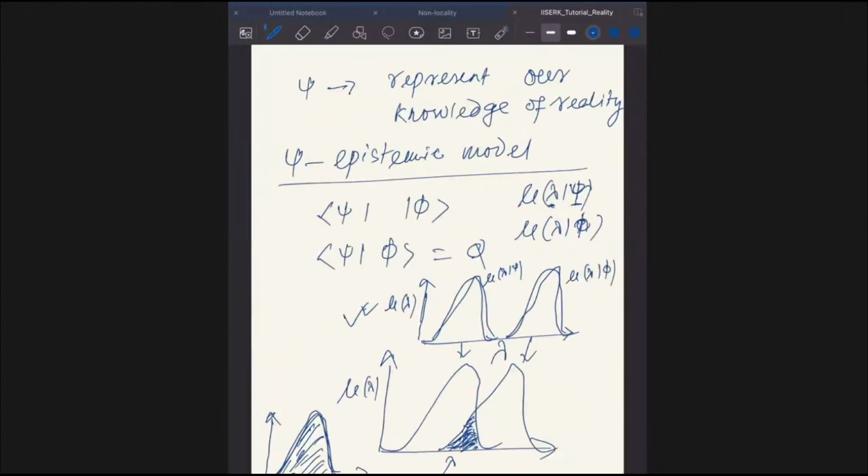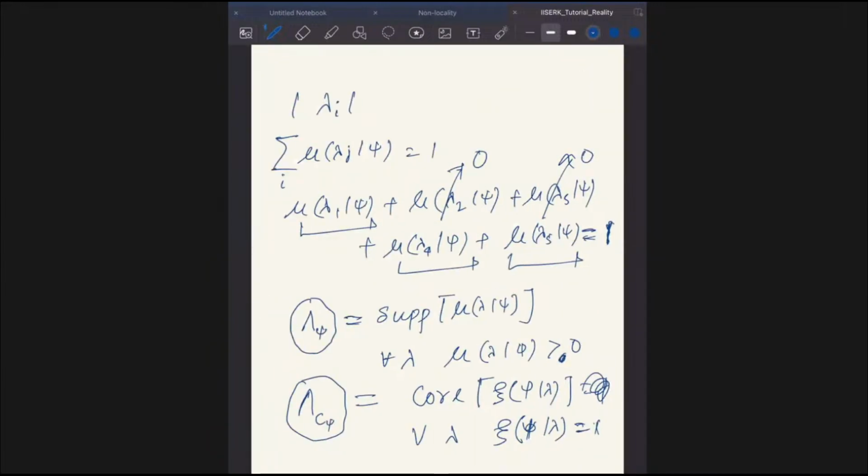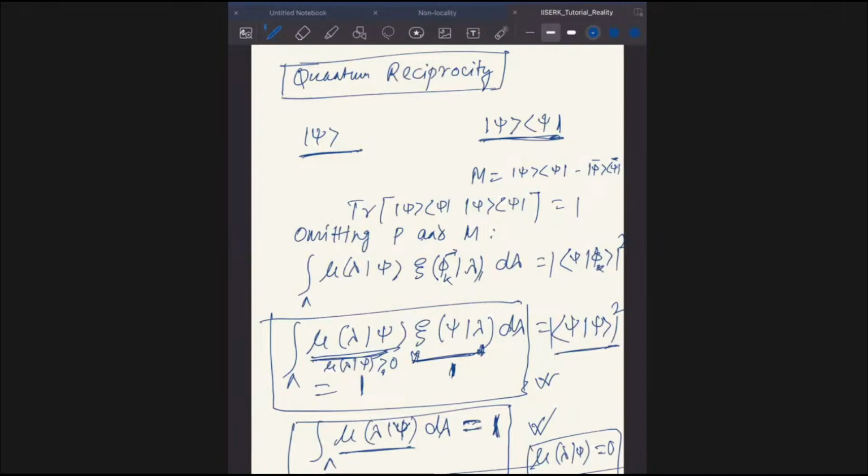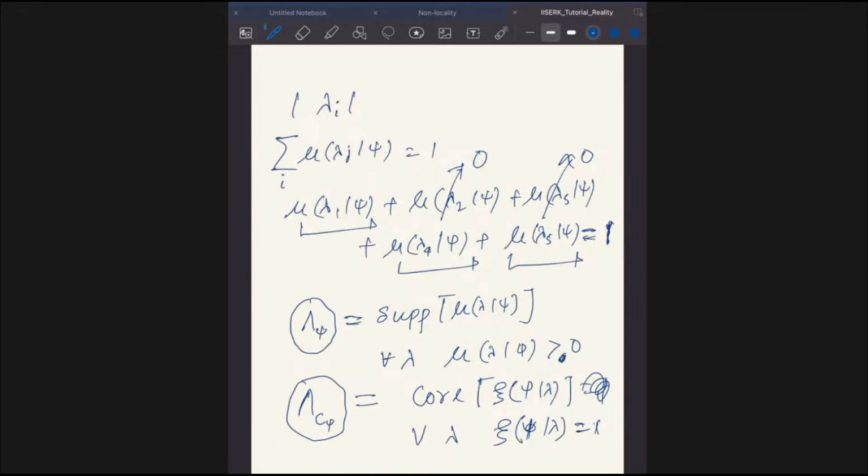Yes. In this case, when I was explaining the first one, there was no phi, only psi was there. I was discussing only in terms of psi. I took this quantity like this, and simultaneous satisfaction of these two equations gives me that whenever mu(lambda|psi) is greater than 0, you have xi(psi|lambda) equal to 1, right?